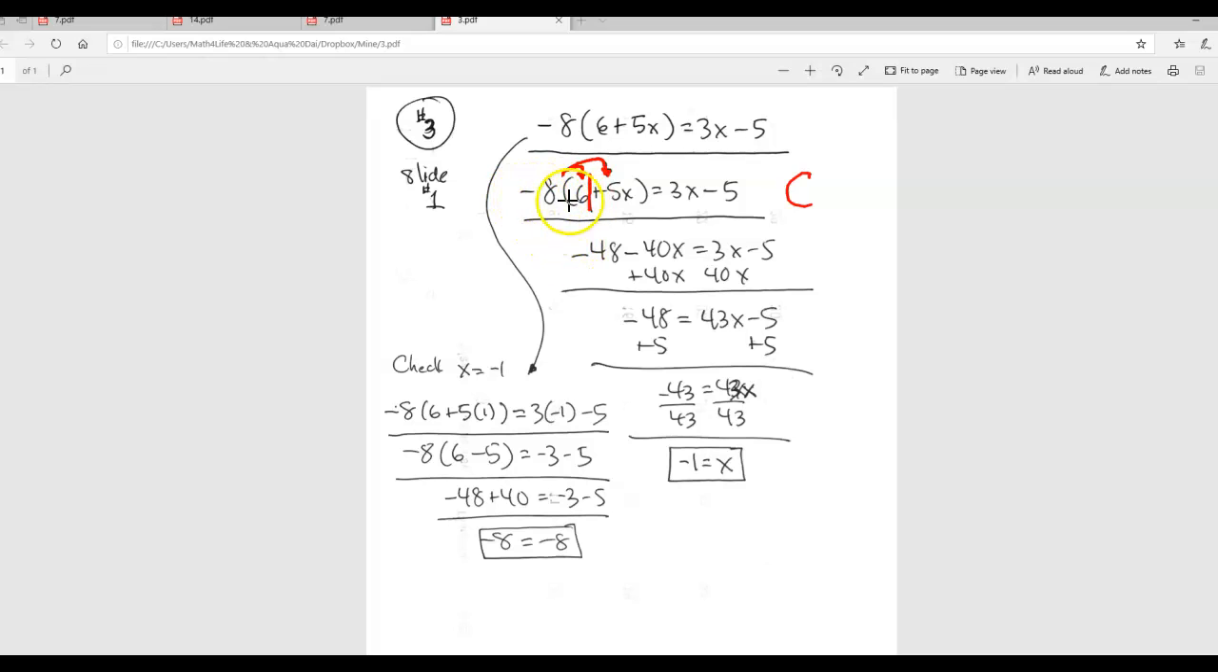So notice 1, an odd number, negative there. 8 sets of 6, 48. So now we're done with that one. And notice I'm multiplying here. Well, okay, 1 positive, 1 negative. That's an odd amount. Negative there. 8 sets of 5, 40, and bring the x along. Okay, so apply distributive property there. With that said and done, I wind up with -48 minus 40x equals 3x minus 5.